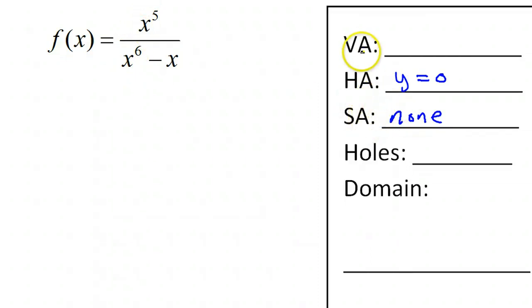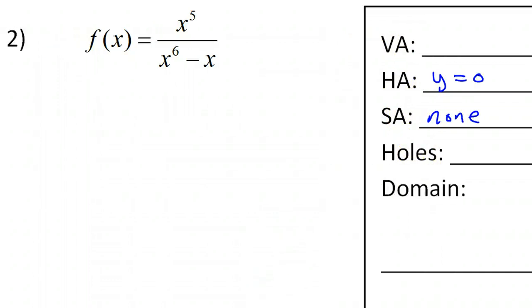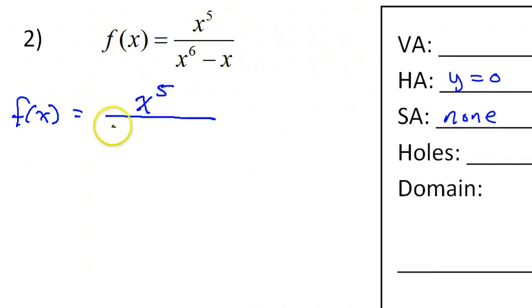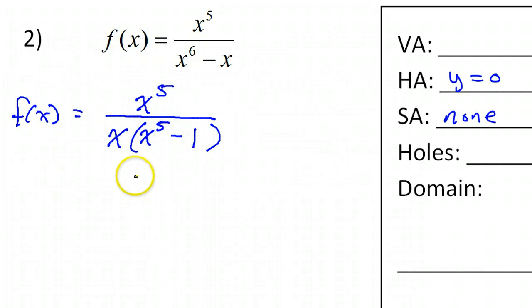Now for the vertical asymptotes and the holes, we need to factor and take a closer look at what's going on. If anything cancels out, it'll be a hole. So this factors a little bit. Here there's not much I can do with my x to the 5th power, so I'm just going to write that down. But down here there's a common factor, GCF. The greatest common factor is x. If I bring that out, then I've got x to the 5th power minus 1.